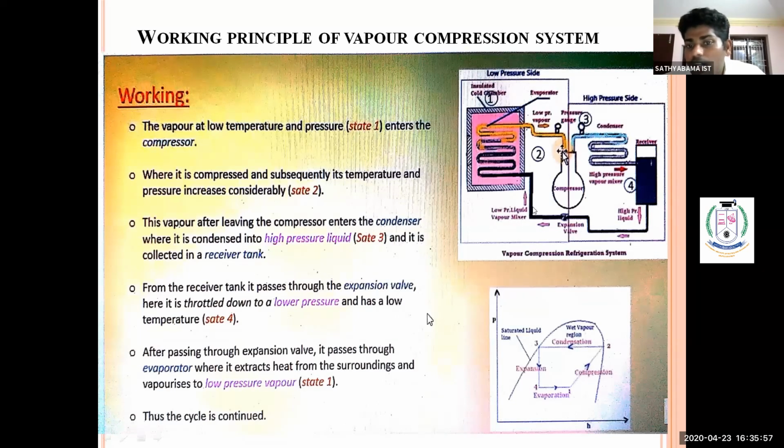So it becomes low pressure, as mentioned here. This low pressure fluid again goes to the evaporator. In the evaporator, it again absorbs heat and is converted to vapor. This liquid is going to the evaporator, and in the evaporator, what will happen?